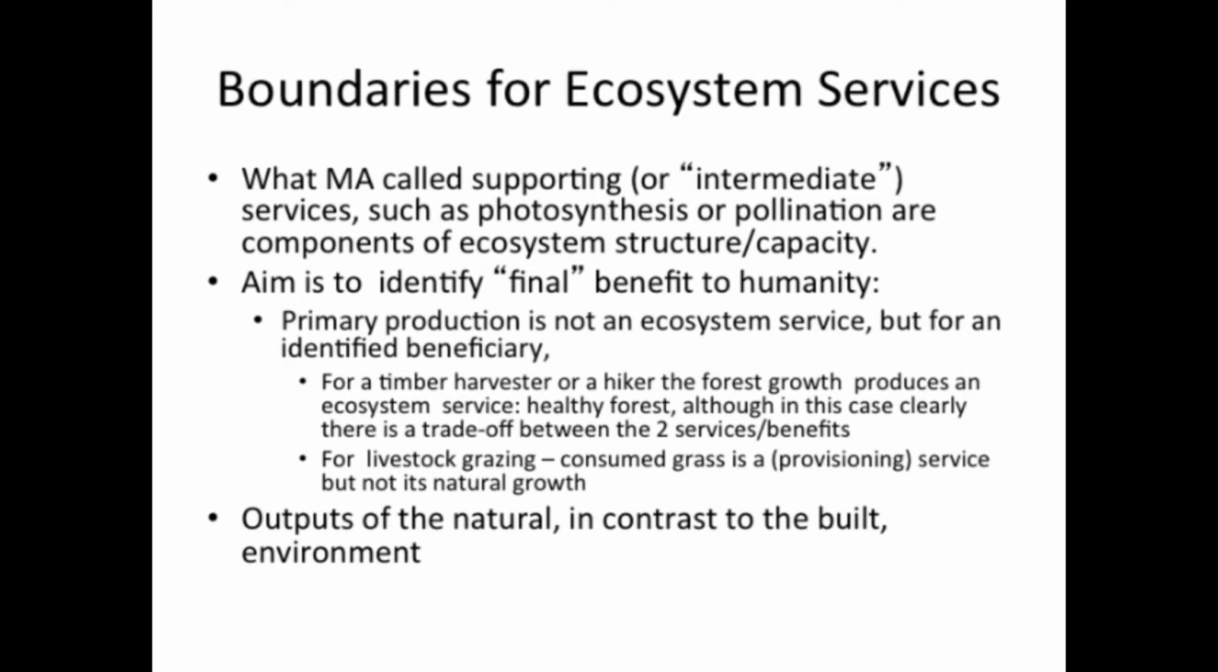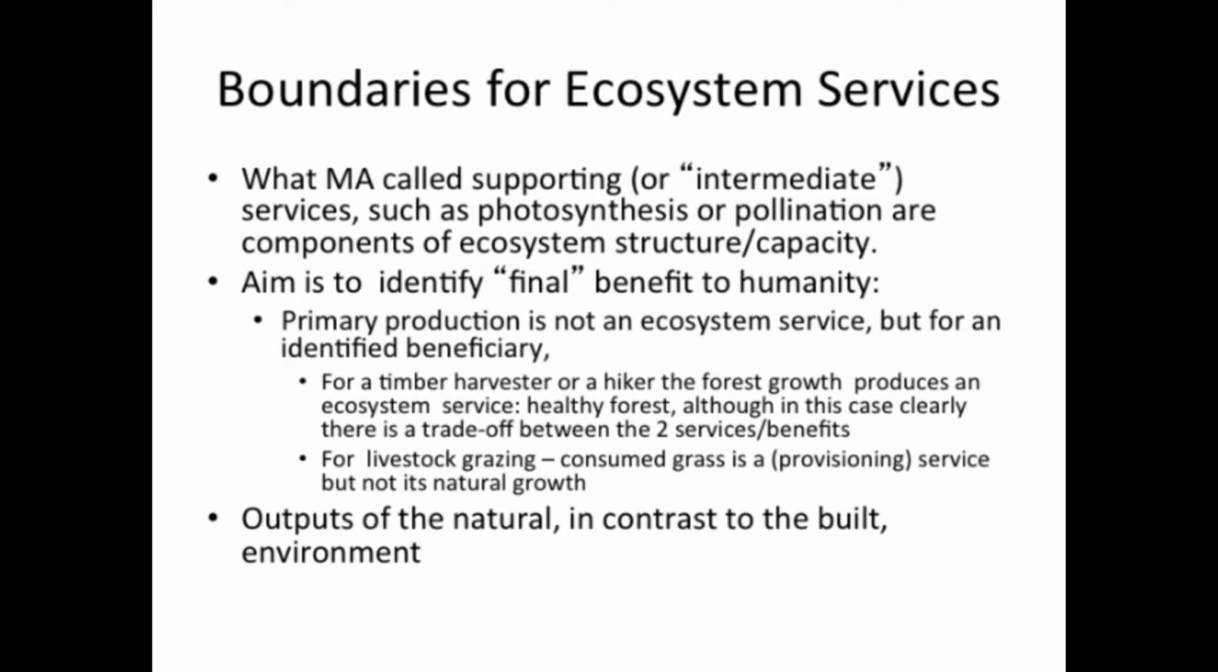Now, another interesting point about this example is that there is a trade-off between these two services, or between these two benefits, whether it's the timber harvester or the hiker. And so again, one of the purposes of bringing all this information into the scope of national accounting is so that we can actually make these trade-off decisions by having these different types of information integrated into one framework. So this is the logic for how the boundary for ecosystem services is defined, both in the FEGS and in the UN experimental ecosystem accounts.